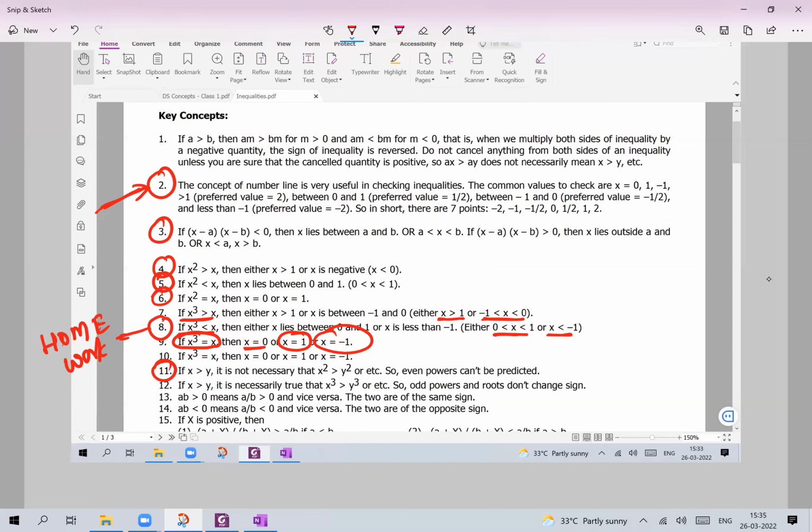Point number 11, if X is greater than Y, it is not necessary that X square is greater than Y square. Even powers cannot be predicted. We did it in a very detailed way.